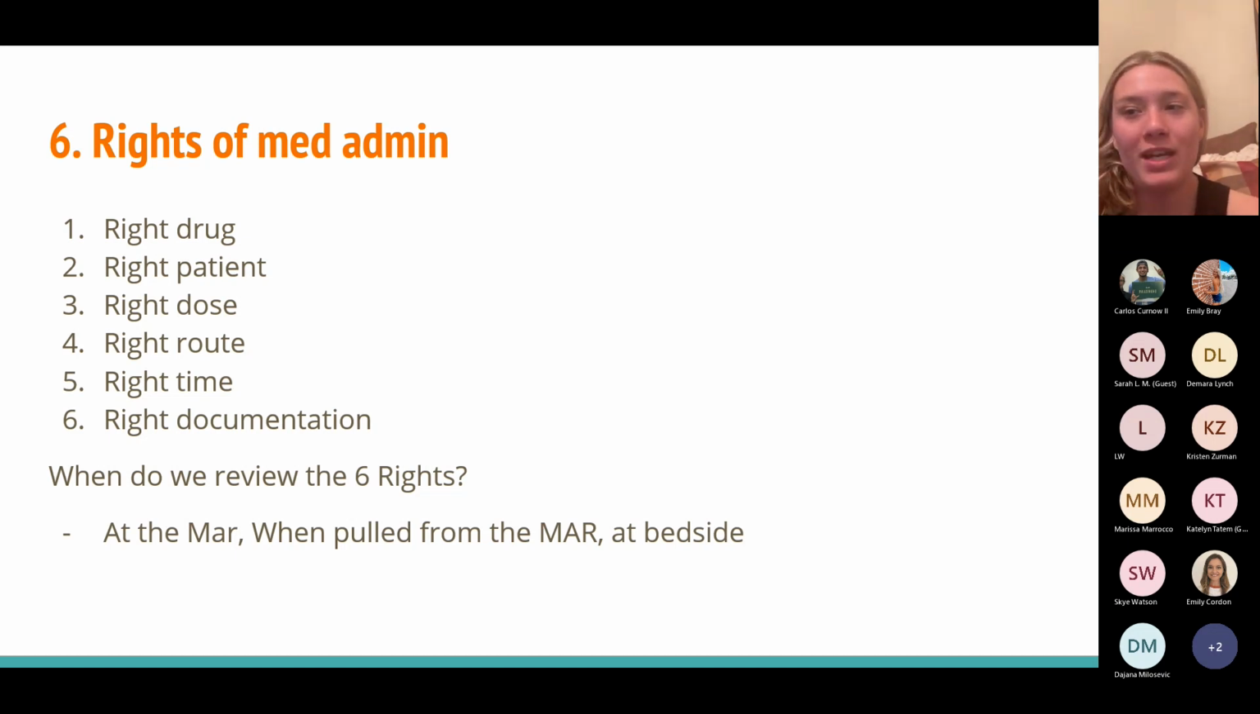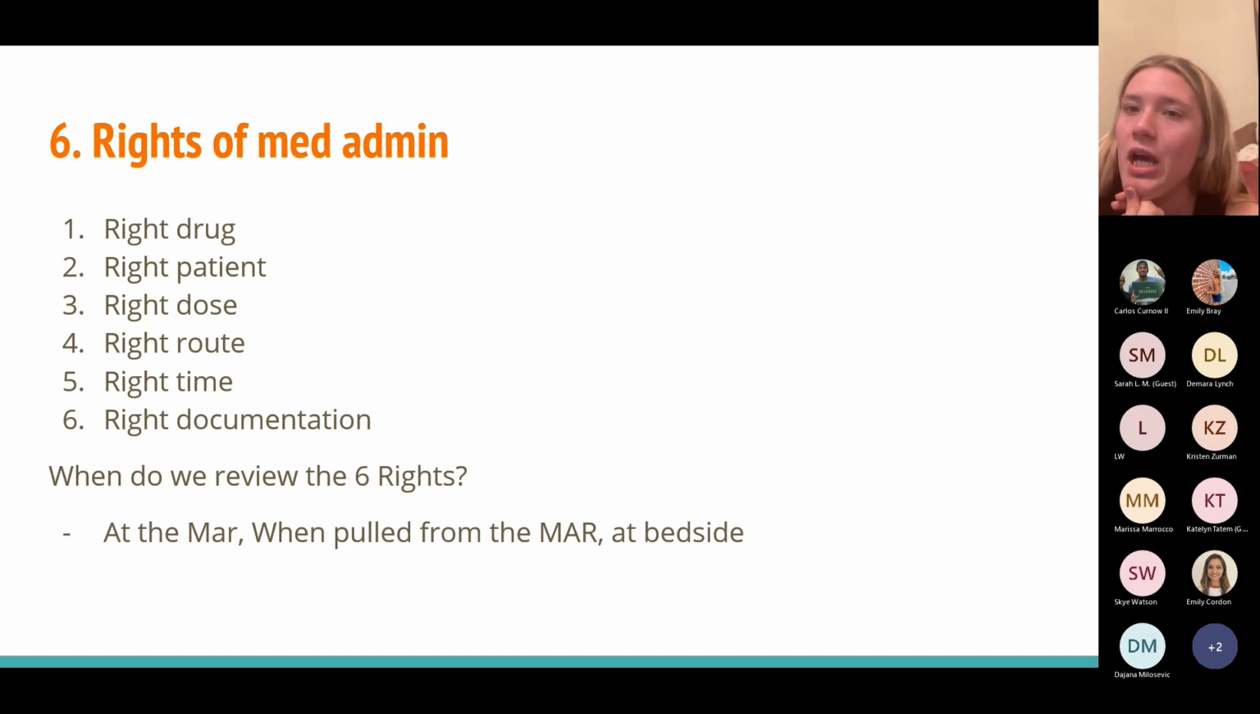So when we're getting a prescription, we always have to go down the list. The right drug. Do we have the name of the drug? Is it for the right patient? Is it the right dose? We need to know what the dose is. Is it the right route? Is it oral? Is it IV? Is it IV push? What time do we need to give it? And then you follow up with the right documentation that it has been given.